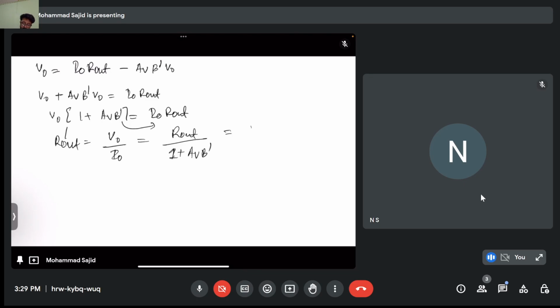Your R out is given to us as 1K, and 1 plus A_V, where the open loop gain is 175, into beta dash we have calculated, which is 1 by 35. Let me just calculate it. 175 divided by 35 is 5, hence 1 plus 10 is 11. It comes out to be 1K by 11, and thus your R out dash is equivalent to 90.9.